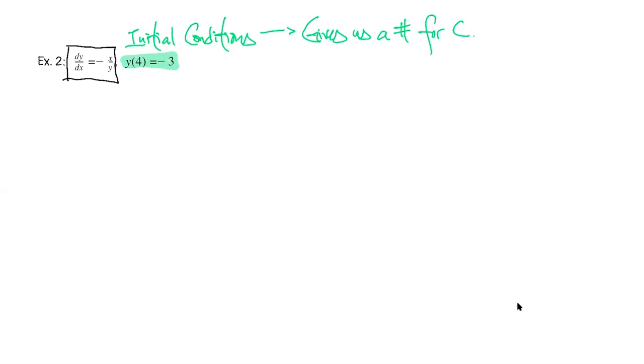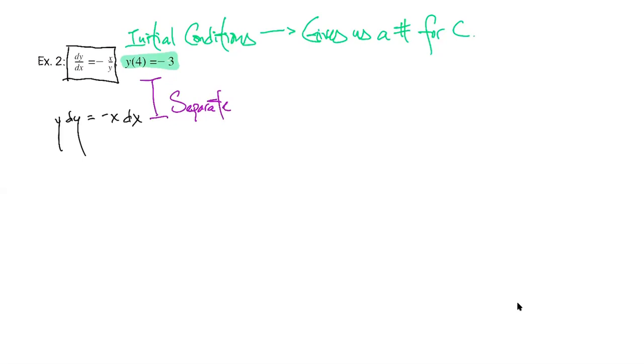So help me out. How do I separate? Multiply both sides by y dx. All right, that's going to give me y dy equals negative x dx. Okay. It was a very short step, but this is our separate. As soon as you've got the x dx and the y dy, you've separated.